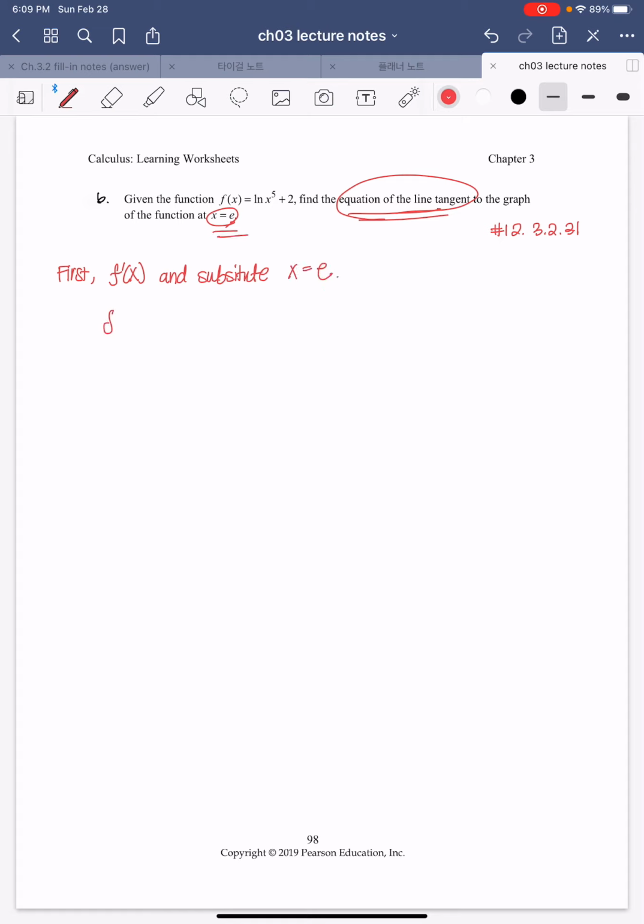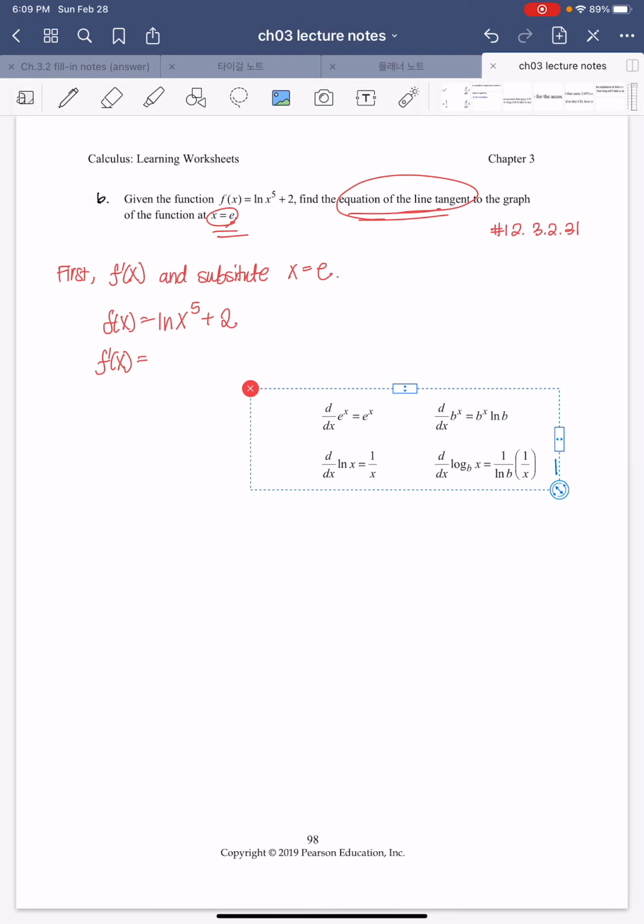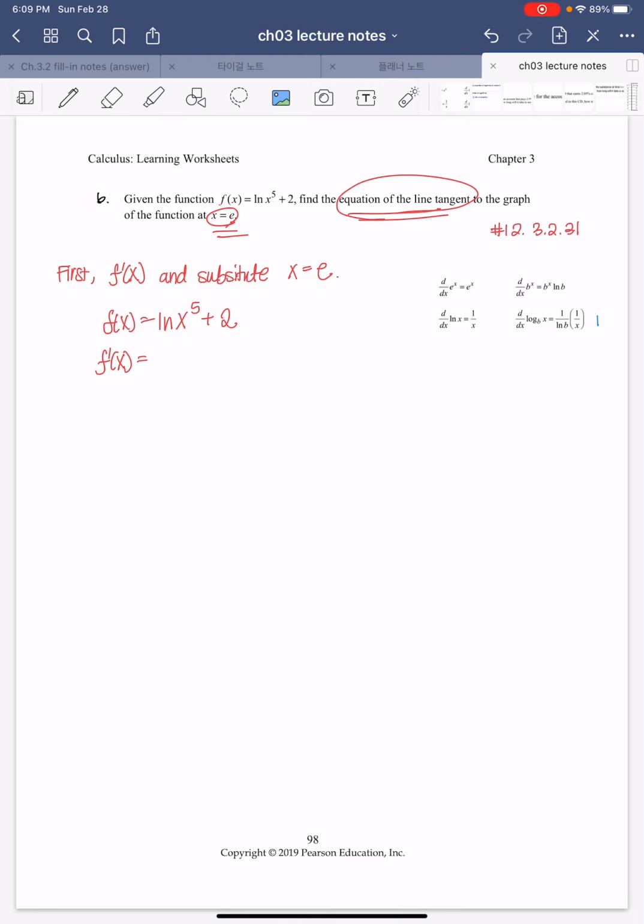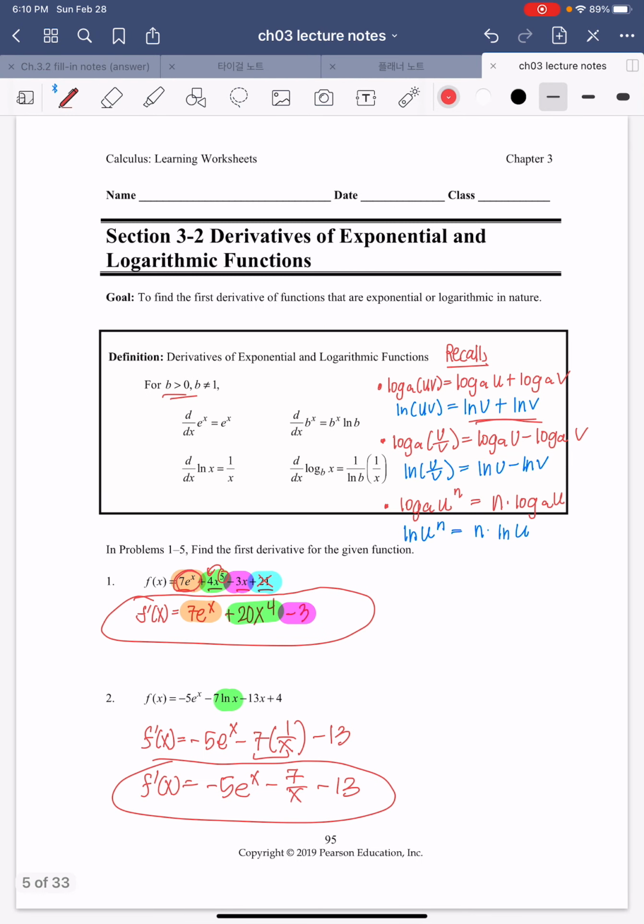Okay, so my f of x is ln x to the 5th plus 2. Okay. So what is my derivative of the function? Two terms. So here, let's pull out our four formulas. This is what we are given on the first page of the note. Notice that we have ln x, not ln x to the 5th. Okay, so I cannot use this rule right away, but recall that one of the rules that we have to remember is the power rule. I wrote it over here.